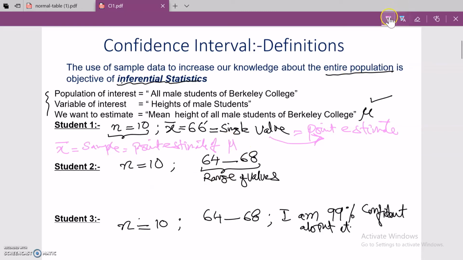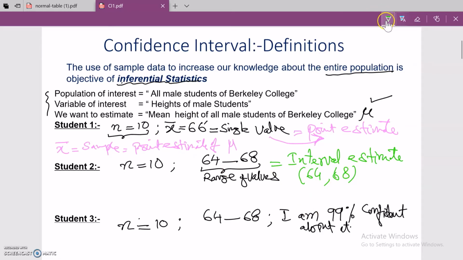Now look at what the second student said to me. The second student said, okay, I sampled 10 students and I think the average height of all the students of the Berkeley College is in this range. This is called an interval estimate. Why is this called an interval estimate? Because it's not a single value, rather it's a range of values. And such a range of values we call an interval. So let me write it like this: 64, 68. This is an interval estimate.